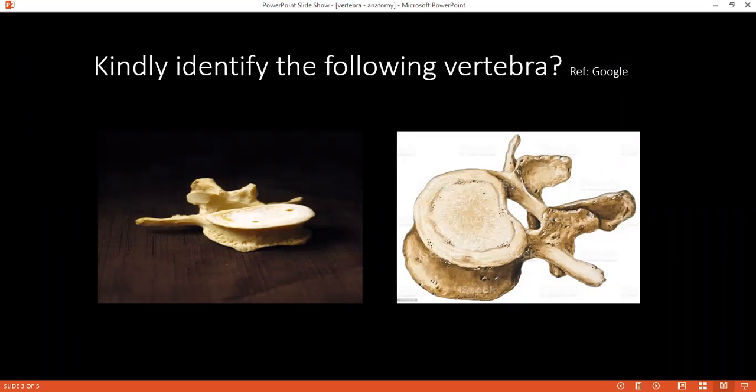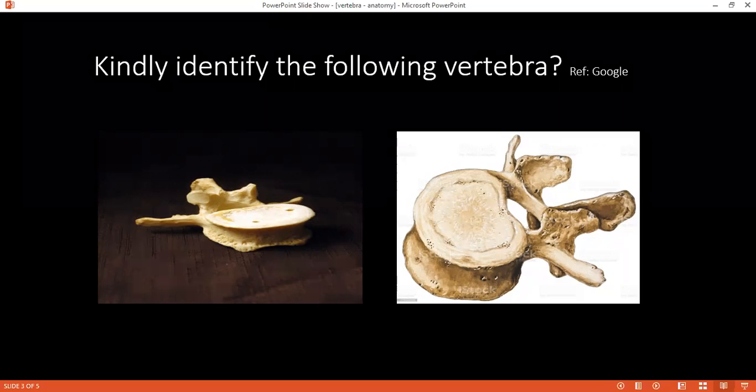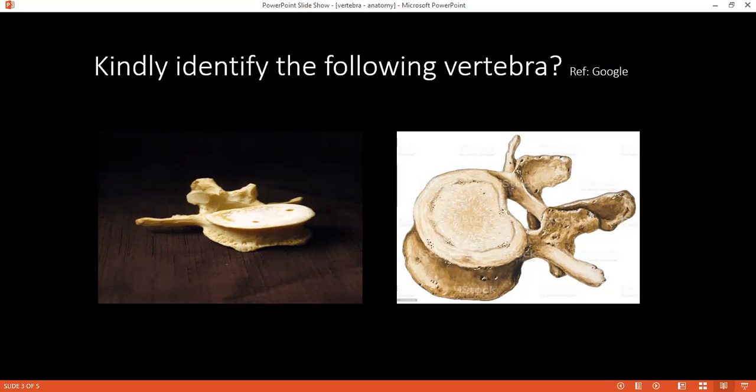Okay. What else is typically present on thoracic vertebrae, which is not present on the lumbar vertebrae? There will be demi-facets on the transverse process as well as the body, and there will be costal facets as well in the thoracic one. Yes, ma'am.